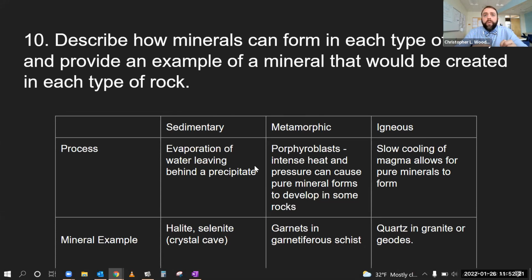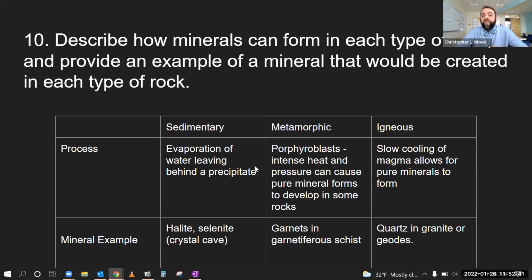An example of how a pure mineral form could be formed in sedimentary rock is through evaporation. So water is evaporated, leaving behind a pure mineral precipitate, for example, halite, rock salt, or selenite. Remember the crystal cave.